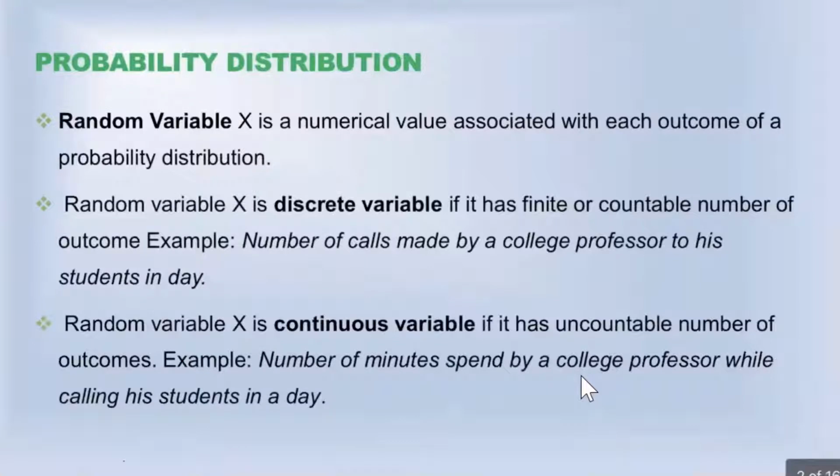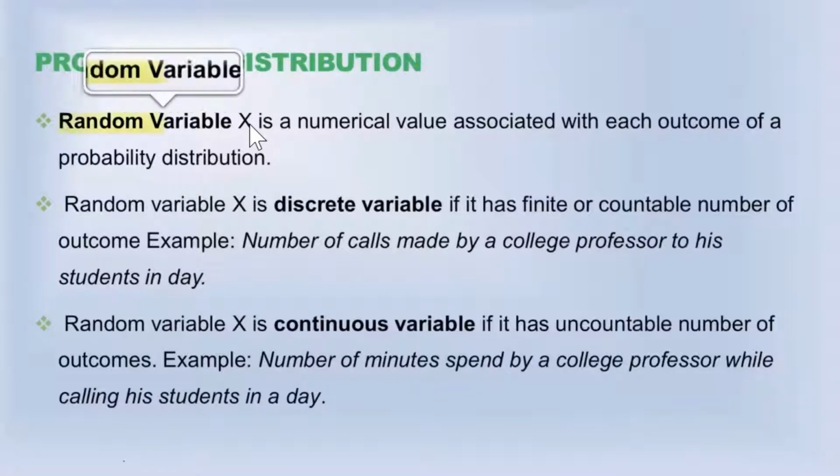Before we understand the discrete probability distribution, there are a couple of things that we need to know. The first one is the random variable. You'll see this over and over again throughout the remaining part of this course, so you must know what a random variable is. A random variable is a numerical value associated with each outcome of the probability distribution. When you perform any probability experiment, the outcome that you get, we represent by X, and it is called the random variable. For example, if I roll a six-sided die, the outcomes are 1, 2, 3, 4, 5, 6. These numbers are the random variables.